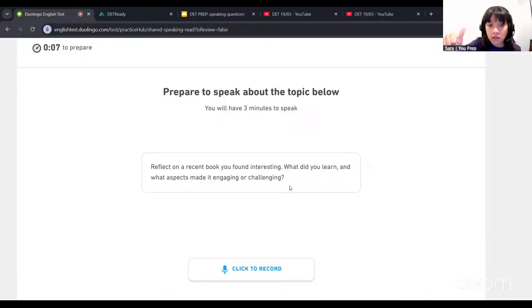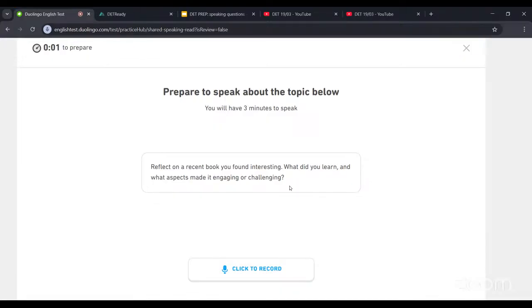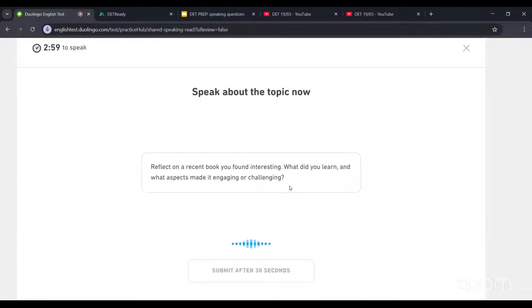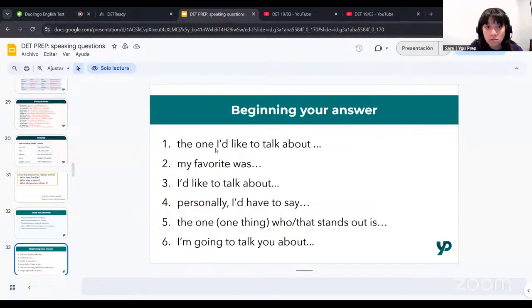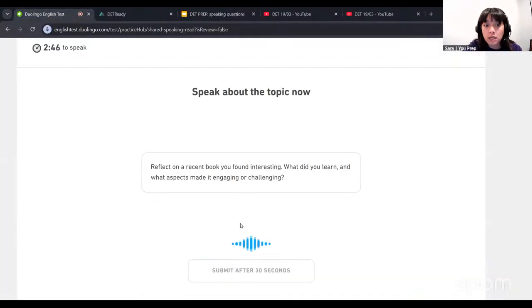We have first, a recent book that I found interesting. Second, what I learned. Third, the different aspects that made it engaging or challenging. Okay, so we can use these things to start. So we can say the book I want to talk about is The Midnight Library.